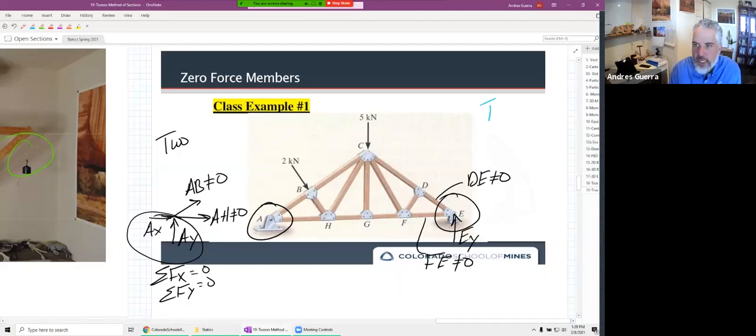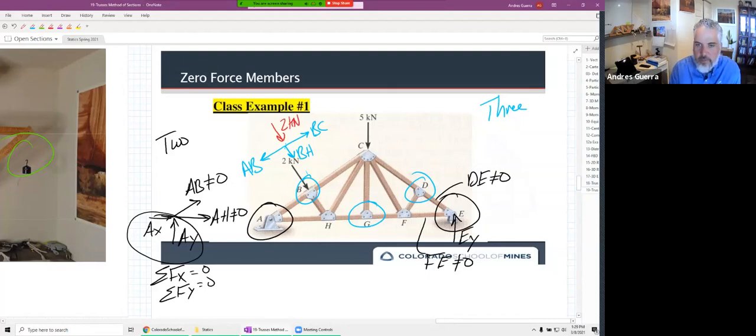Now, how about three and two collinear? Three and two collinear would be B, G, and D. If I look at B, I draw my FBD. I'm going to have a collinear one here, B to C, another collinear one here, A to B, and this B to H right there with a force of 2 kilonewtons.